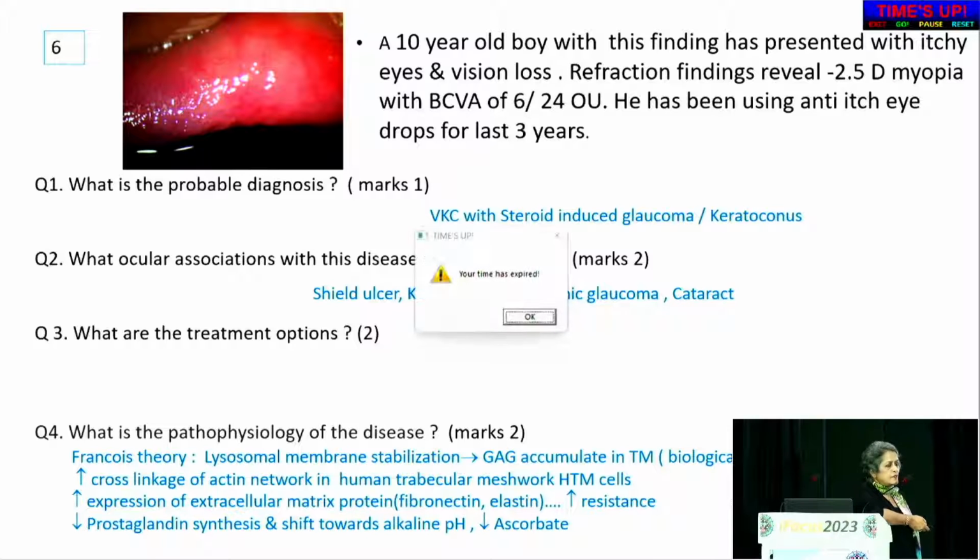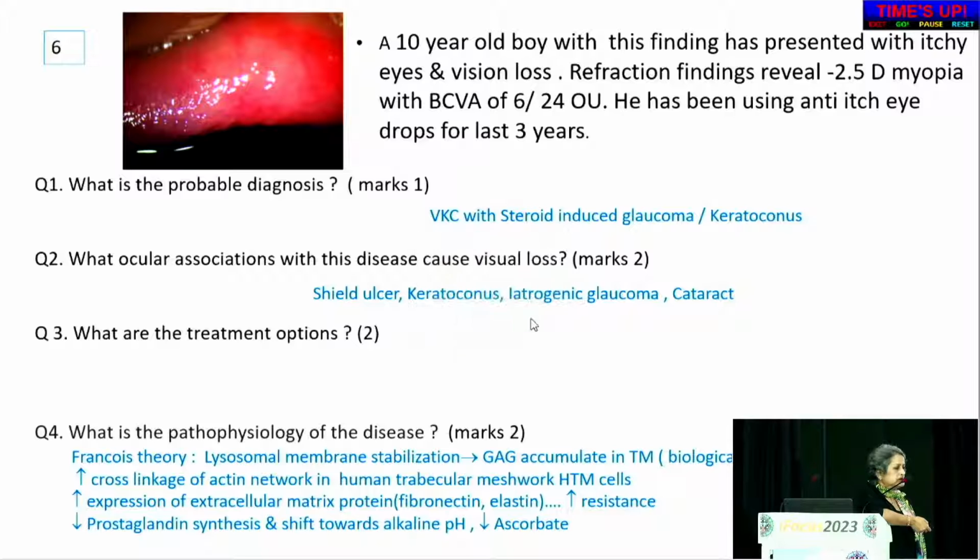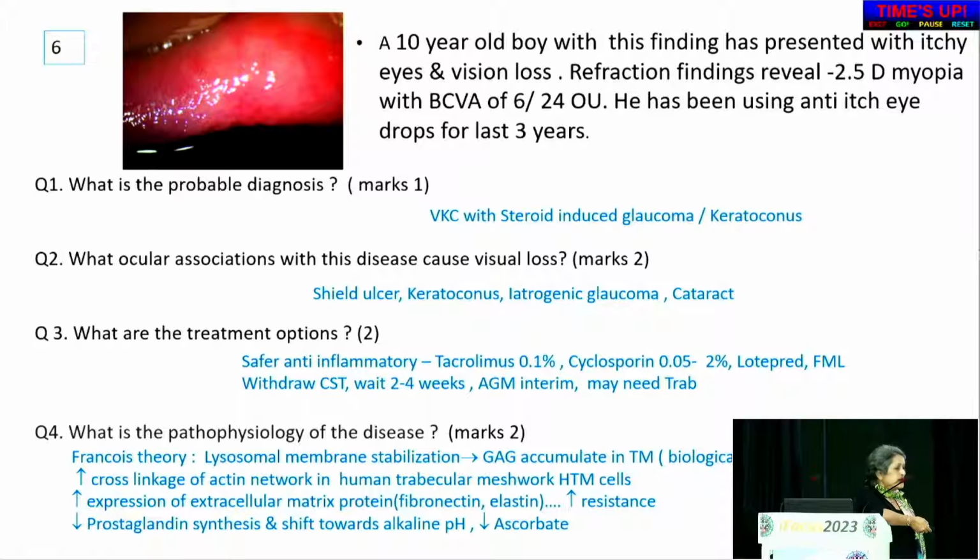You should know all the latest treatment options like, anyone? Safer anti-inflammatory agents like tacrolimus, cyclosporin, loteprednol, and withdraw the steroids, wait for 2 to 4 weeks. Steroid responsiveness usually goes away in 4 weeks' time. And in the meantime, use anti-glaucoma medications. If it doesn't respond, which again it doesn't very often, you may need a surgical intervention.